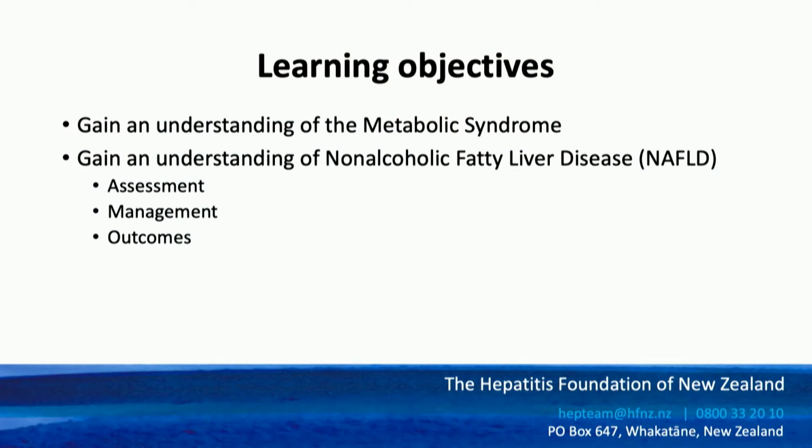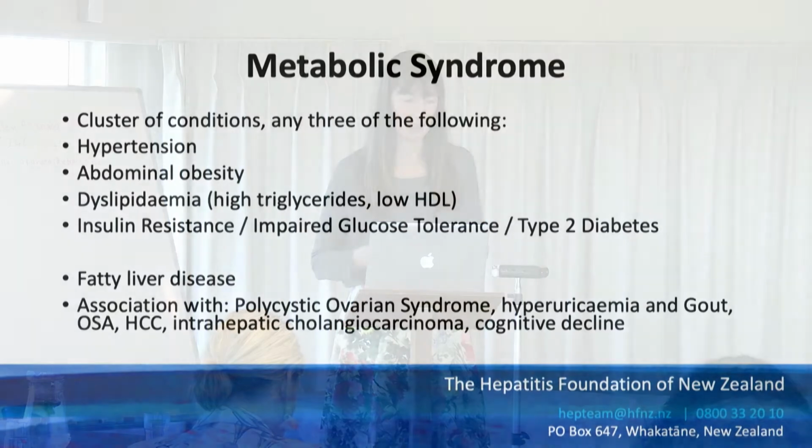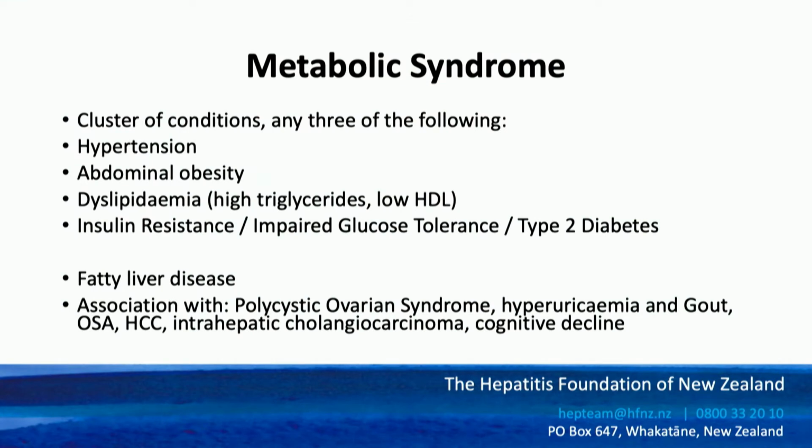For the majority of you who work in primary care, the metabolic syndrome should be absolutely no surprise to you. This is probably your bread and butter, whether you think of it as a metabolic syndrome or not. It's essentially a cluster of any three of the following: high blood pressure, obesity, abnormal cholesterol profiles, and some degree of insulin resistance, impaired glucose tolerance, or type 2 diabetes. And then effectively the next component of that syndrome really is fatty liver disease.